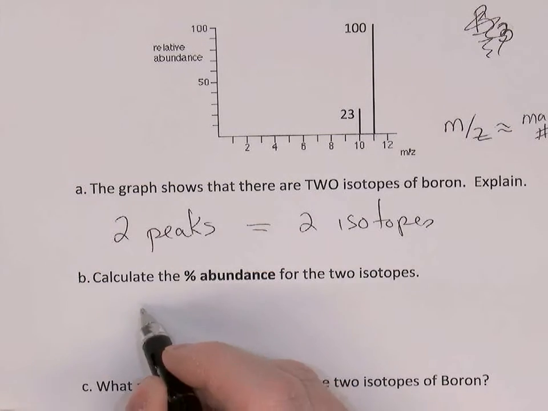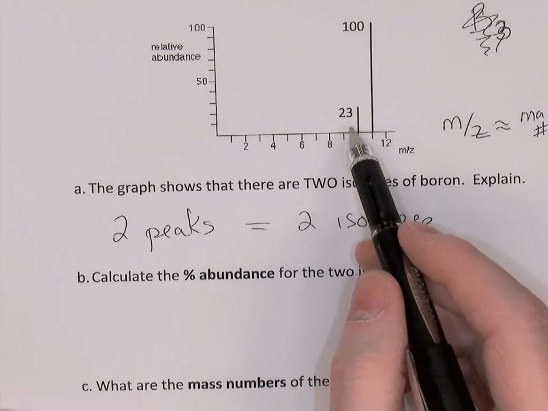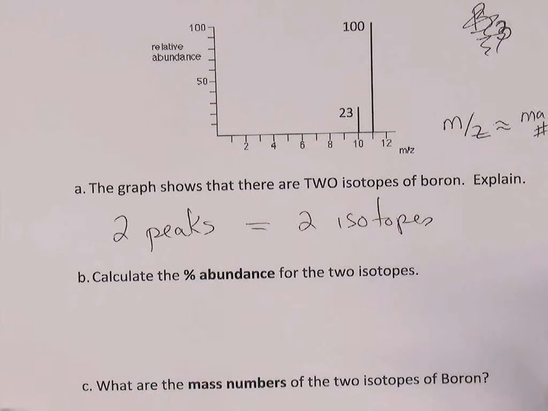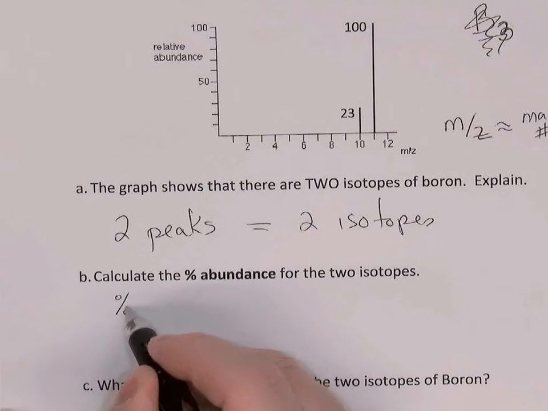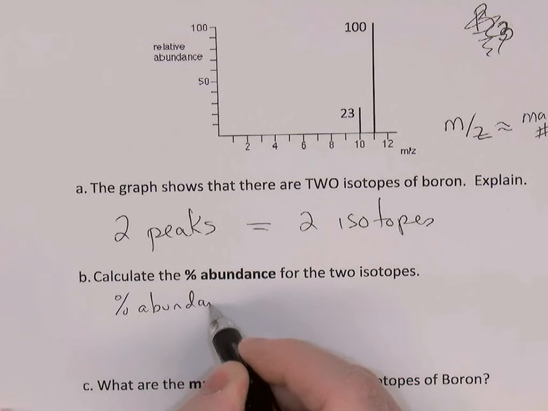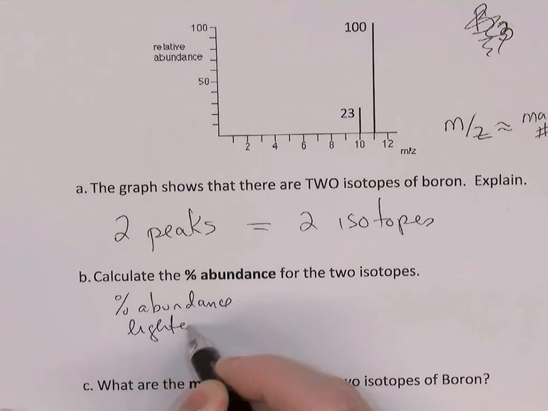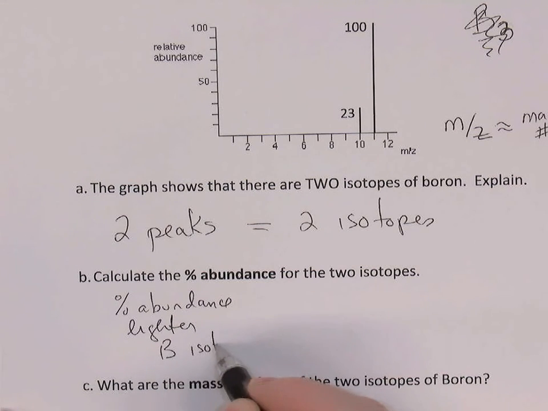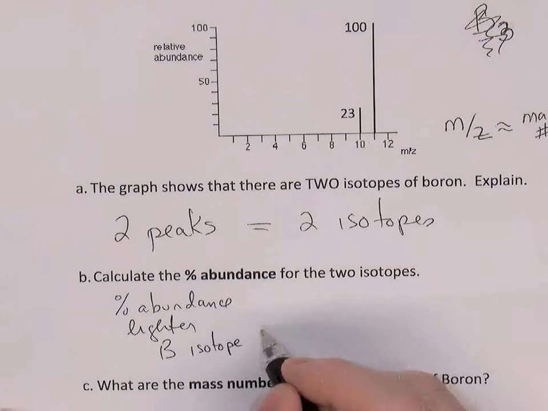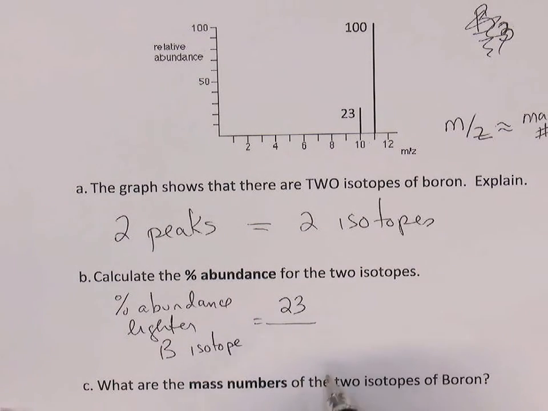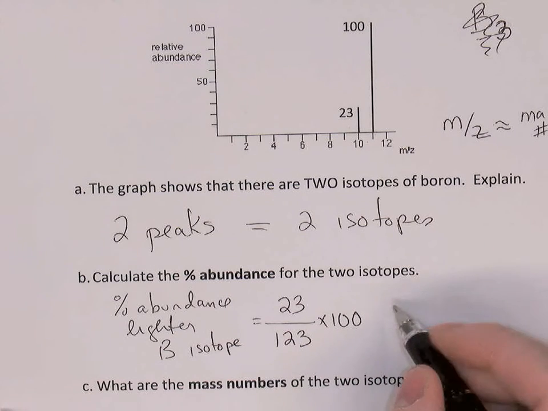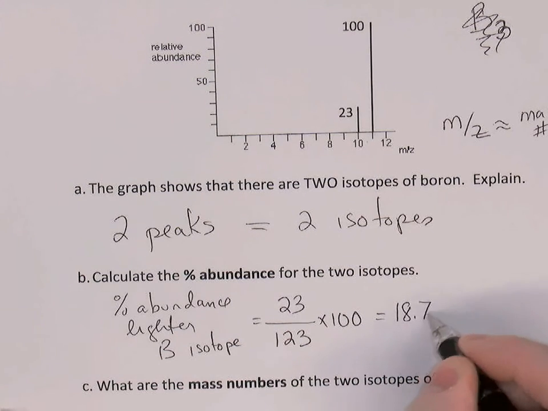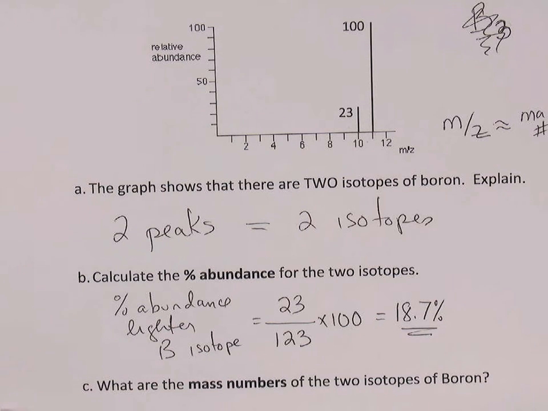So the percent abundance, if there's 100 atoms in one peak for every 23 in another peak, there would have been 123 atoms total between the two peaks. So we can say the percent abundance of the lighter boron isotope, the first peak in the spectrum, would be 23 out of the total number of atoms, which was 123, the sum of those two numbers, times 100. And that's going to give us a percent abundance of 18.7, or 19% if you prefer.